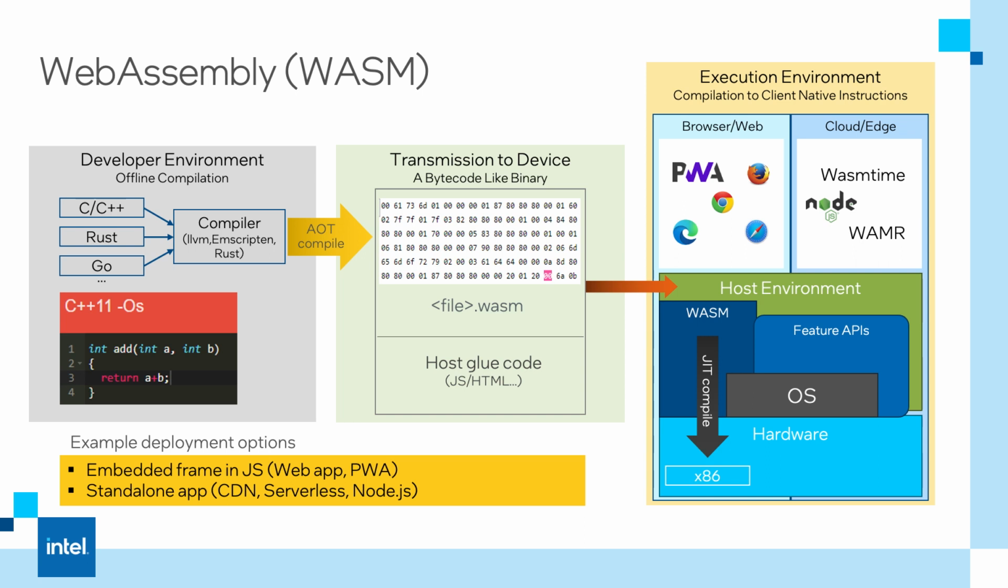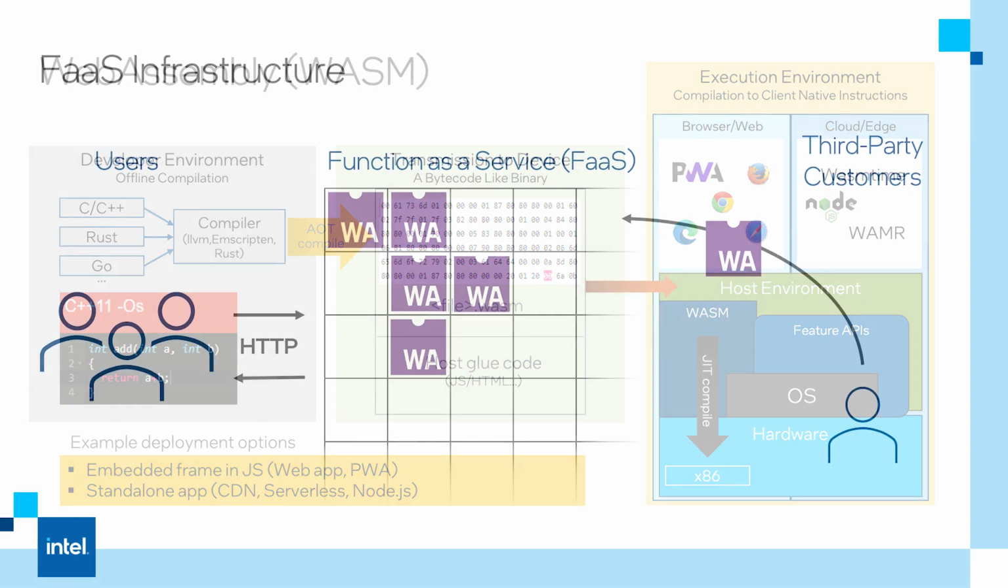A WASM binary is a bytecode-like format that is executed by a WASM runtime on the host environment. Execution environments include PWAs and browsers, as well as standalone or headless cloud or edge environments. Here, our focus is cloud and edge, and specifically, WASM deployed within a function-as-a-service infrastructure.